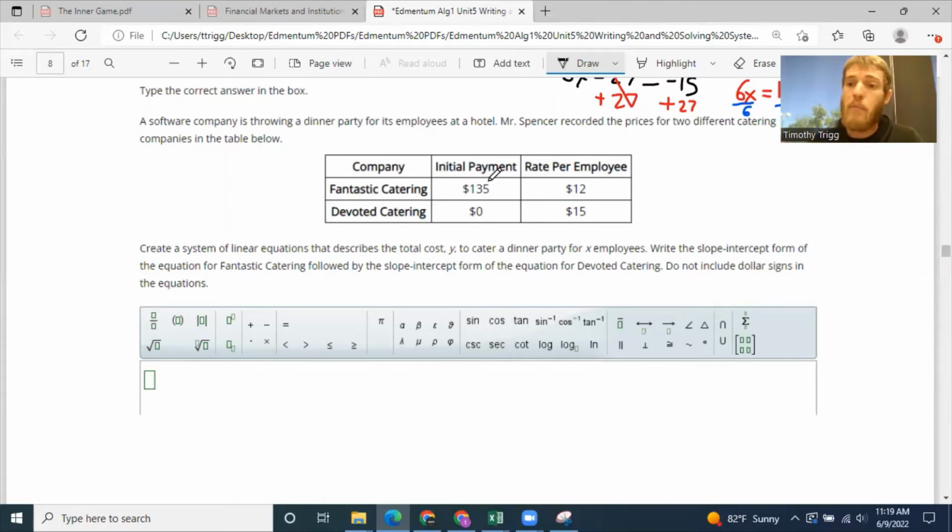Now, I've talked about this before, but if they give you a starting amount, that's usually your y-intercept. So in this case, that's going to be y equals, and we're going to write our equations in y equals mx plus b slope-intercept form, right? Where m is the slope, b is the y-intercept. Remember, this is the way that we write lines most often. So y equals, I know it's going to be plus 135. That's our y-intercept. That's our b. So what's this 12 per employee? Well, we're going to write 12x, where x is the number of employees.